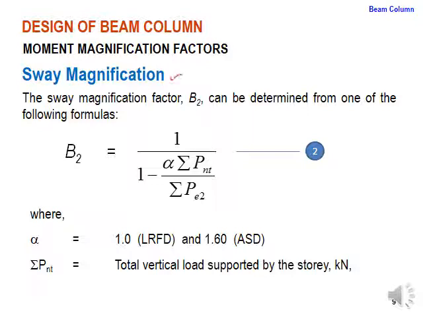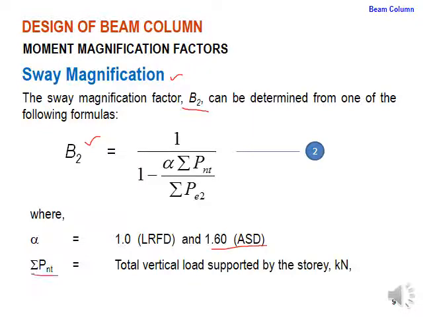So for the sway magnification, we have to calculate the B2 multiplier. That magnification factor is also called the sway magnification factor. It can be determined from one of the following formulas. One formula is given over here in this slide: 1 over 1 minus alpha sigma PNT over sigma PE2. Here alpha is equal to 1 in LRFD and 1.60 in ASD.